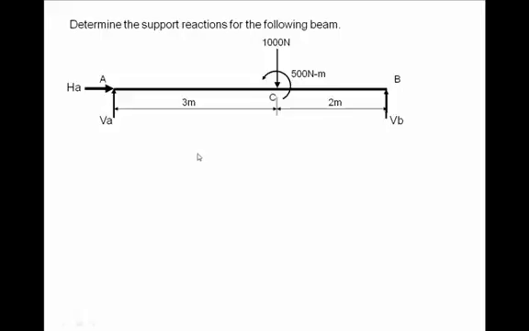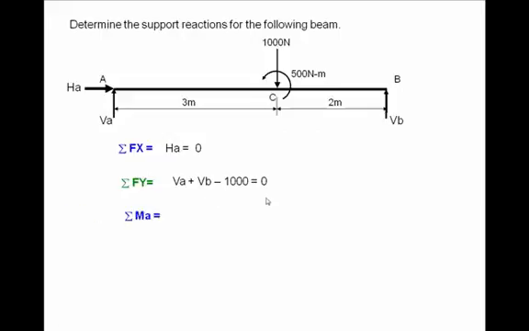So I just keep writing these three equilibrium equations. First equation, sigma Fx, that should be equal to 0. So I sum up all the forces in horizontal direction. So the only force is HA, and that is equal to 0. Sigma Fy, what I do is I add up all the forces in vertical directions, that is VA, VB, and 1000. 1000 is downward, so negative, and that should be equal to 0.